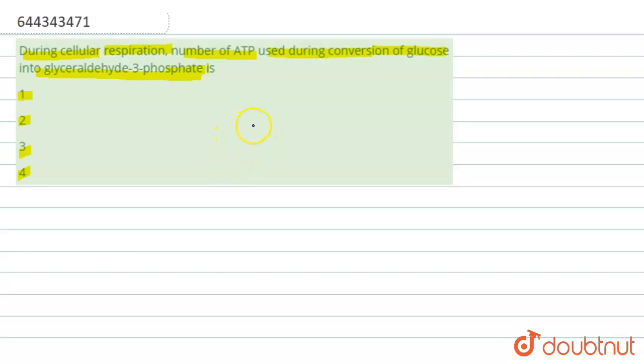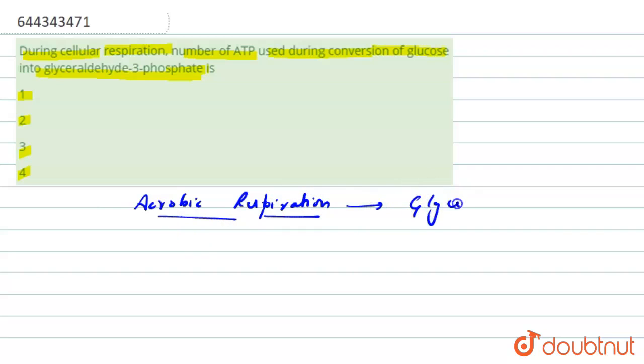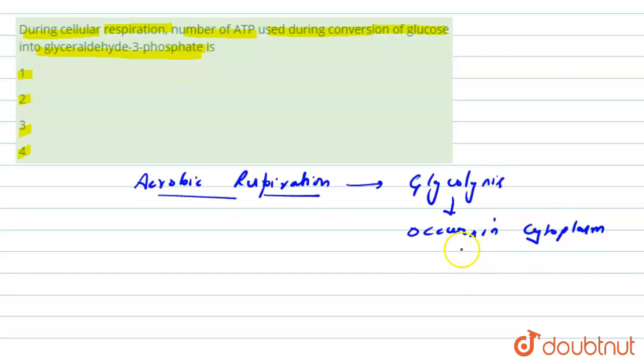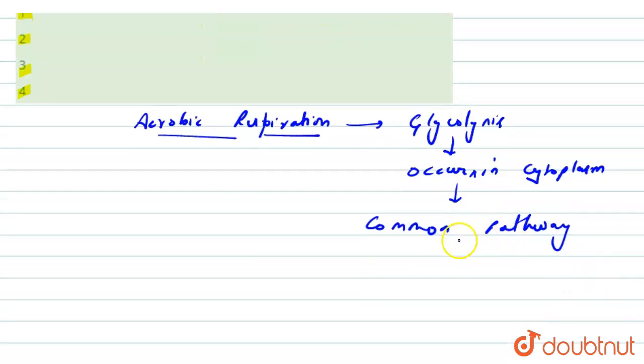So during the cellular respiration, conversion of glucose takes place via a pathway that is known as aerobic respiration pathway, right? So if the glucose is going to be broken down via the aerobic respiration pathway, the first step for the breakdown of glucose is glycolysis, right? It occurs in the cytoplasm of the cell, and the glycolysis pathway is a common pathway. That means it is not dependent on oxygen for its breakdown, right? So it is independent of oxygen.